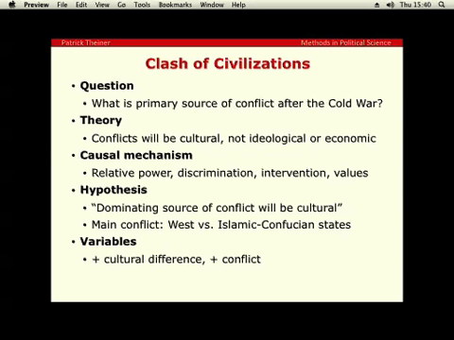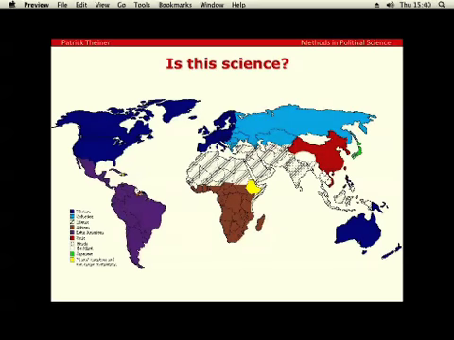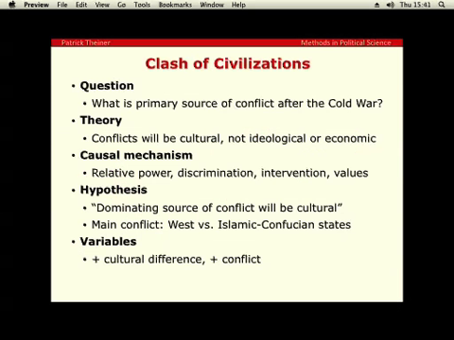There's going to be civilizations that are clashing, right? Not just single states, not economies, not ideological models, but whole civilizations are going to clash. And he thinks that the main clash really is going to happen between the West, in blue, and the Islamic Confucian states, which actually lumps together even more than the Islamic states already. That goes from Western Africa all the way to China. And that's what he says is going to be the main source of conflict.